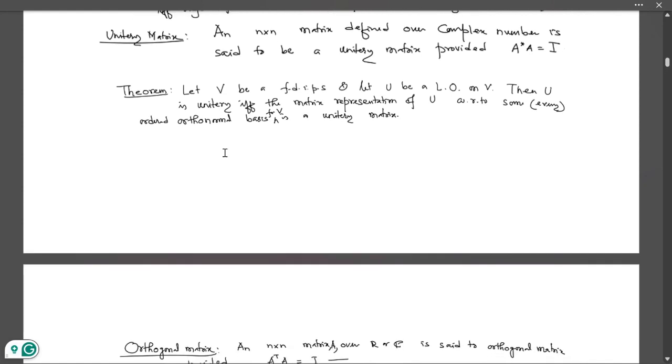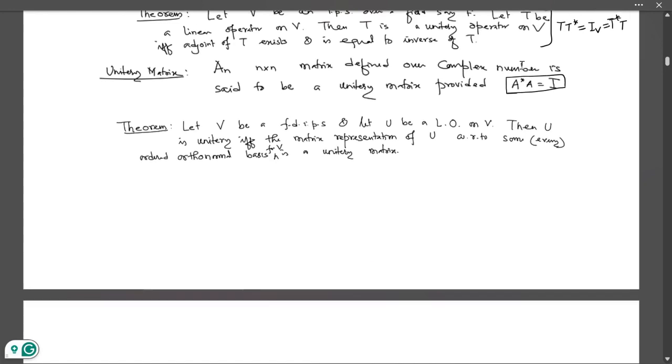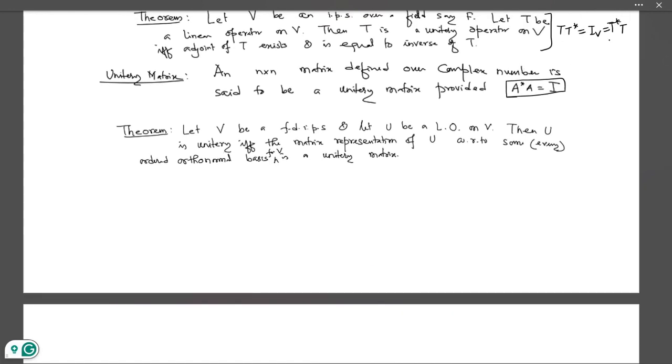Unitary matrices. What are unitary matrices? They are basically matrices which satisfy a similar condition: A star A is equal to identity. Same thing. From the above theorem, A star A is equal to identity. A similar thing happens for matrices also. Same thing you can write here also: A A star is equal to identity.